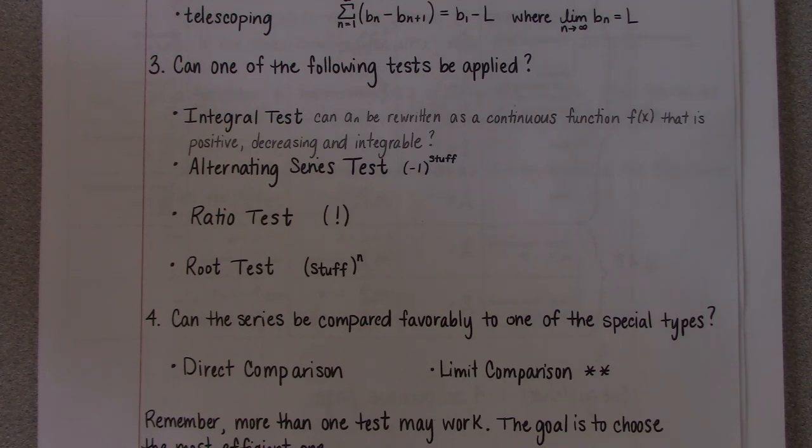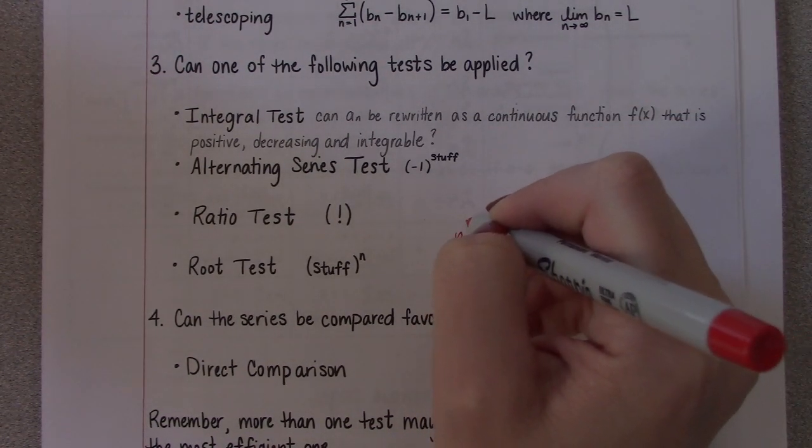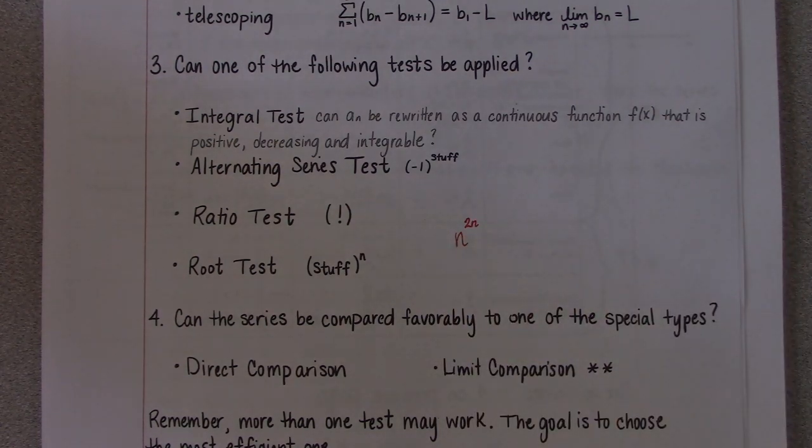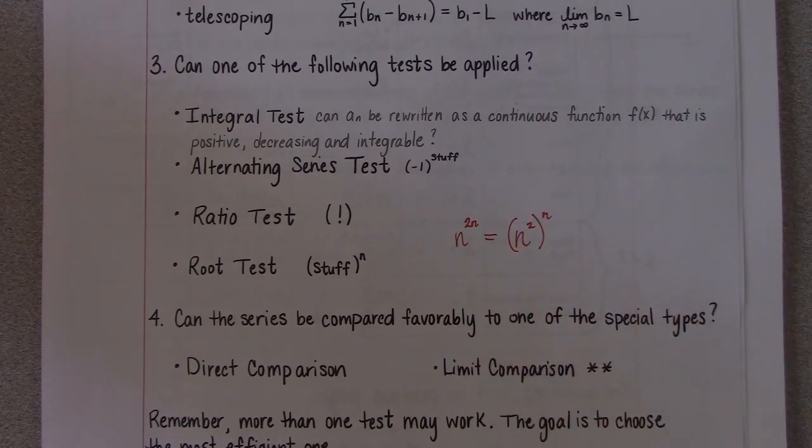The root test. The root test, you're gonna take the nth root. Be careful, because I saw people doing this. If you have something like n to the 2n, you need to write that like this, because the root test does not allow you to take whatever nth root you want. You can only take 1 over n. So you have to separate out the n from everything else. So now if I took the nth root of this, I would end up with n squared. Okay, so people were doing that wrong.